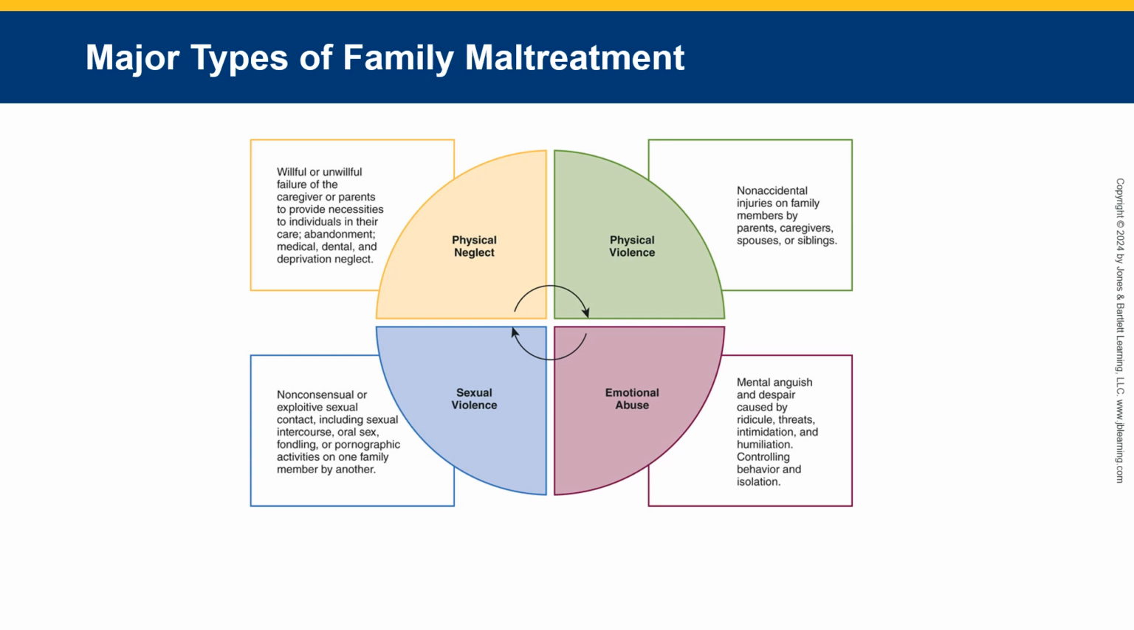Physical violence is non-accidental injury. Sexual violence is non-consensual or exploitive sexual contact, and emotional abuse is mental anguish and despair that's caused by ridicule, threats, intimidation, and humiliation. It's used to control and isolate an individual.